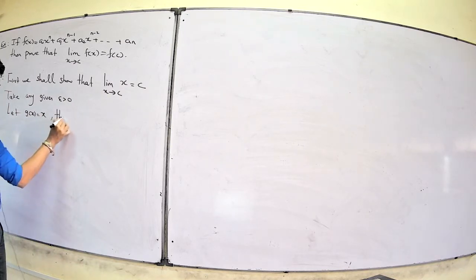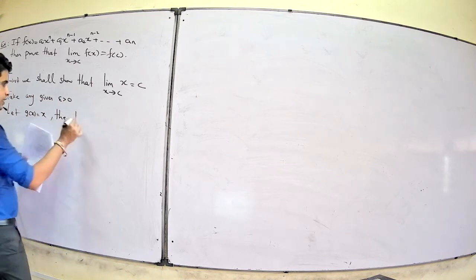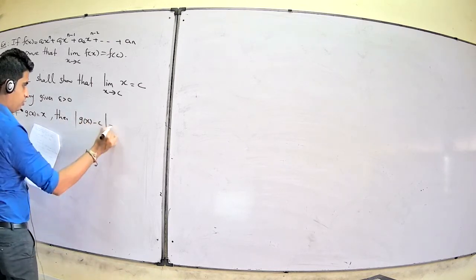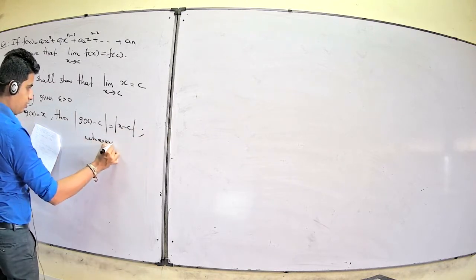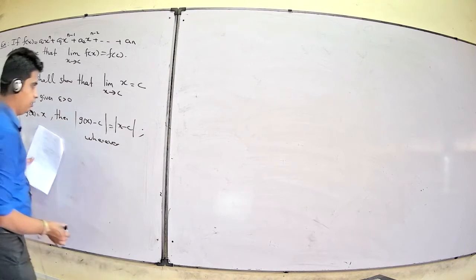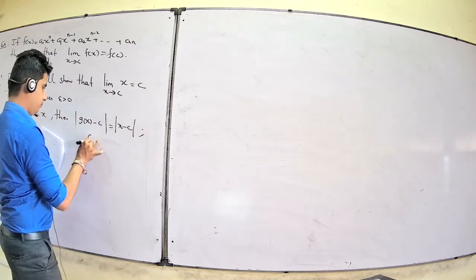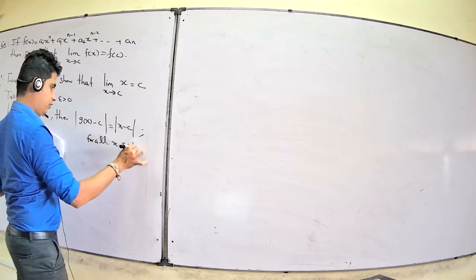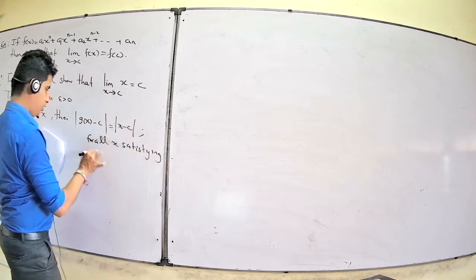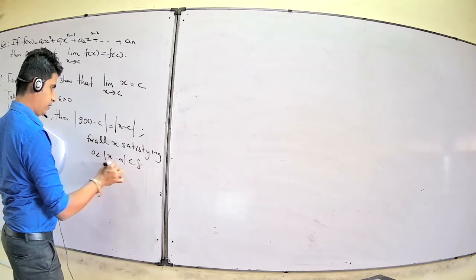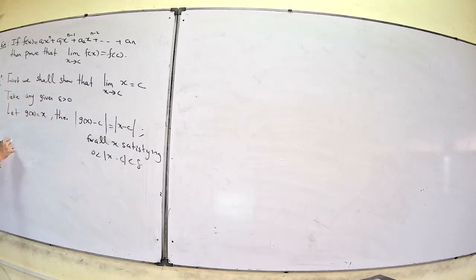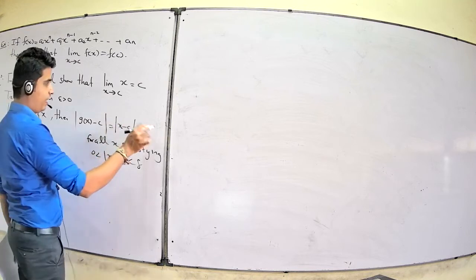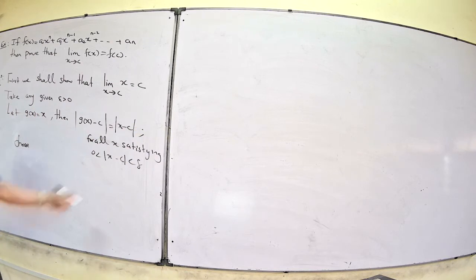Then, what about the modulus of f of x minus c? It is your x minus c, for all x satisfying 0 less than modulus x minus a less than delta. So it's x minus c. Now you want to prove that this modulus x minus c is less than epsilon. That is your claim. Therefore, choose delta equal to epsilon. That's all.